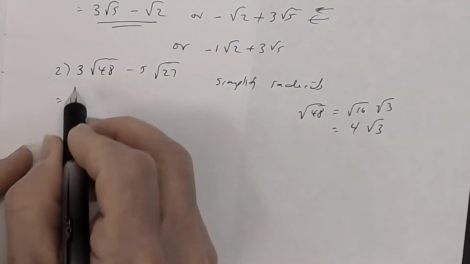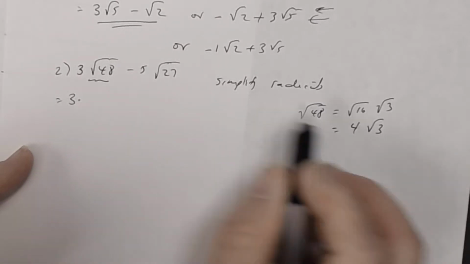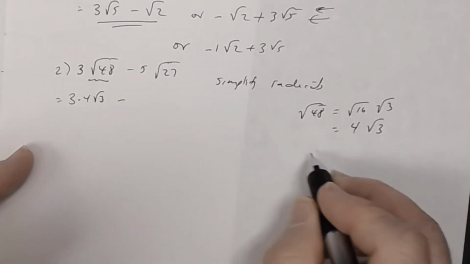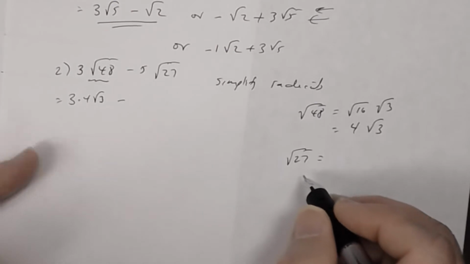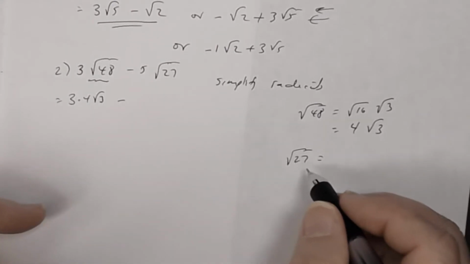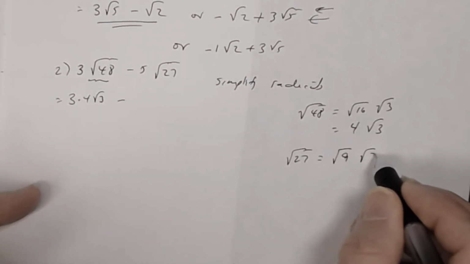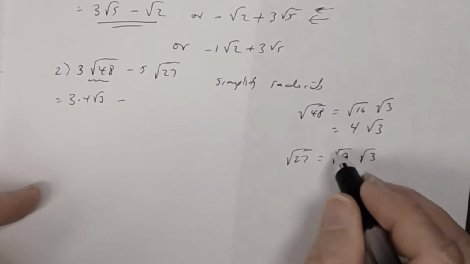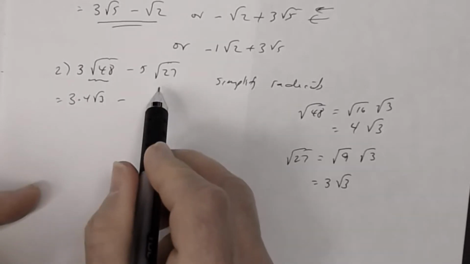So look at what you have. You have 3 times, and this is now 4 square root of 3 minus, now let's talk about the square root of 27. So the square root of 27, what's the largest perfect square that goes into 27? All right, so besides 1, it's 9, right? 9 is the largest. So that'll be the square root of 9 times the square root of 3. The square root of 9, 9 is a perfect square, so the square root of 9 is 3, so you get 3 square root of 3. So that goes here.